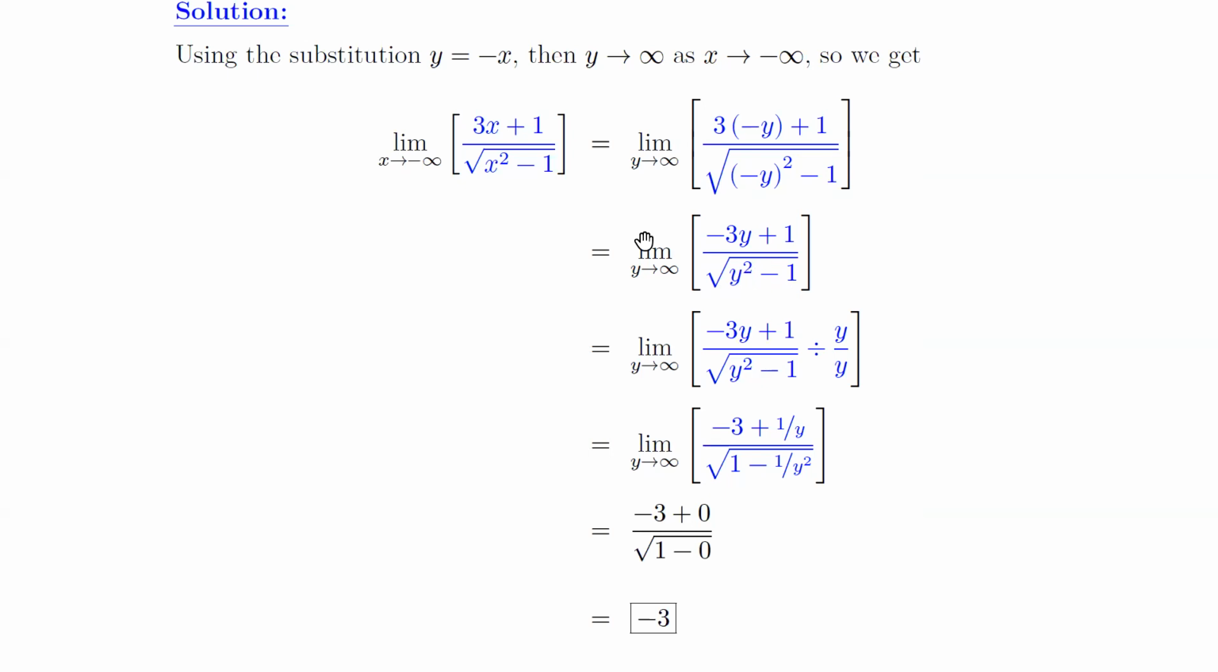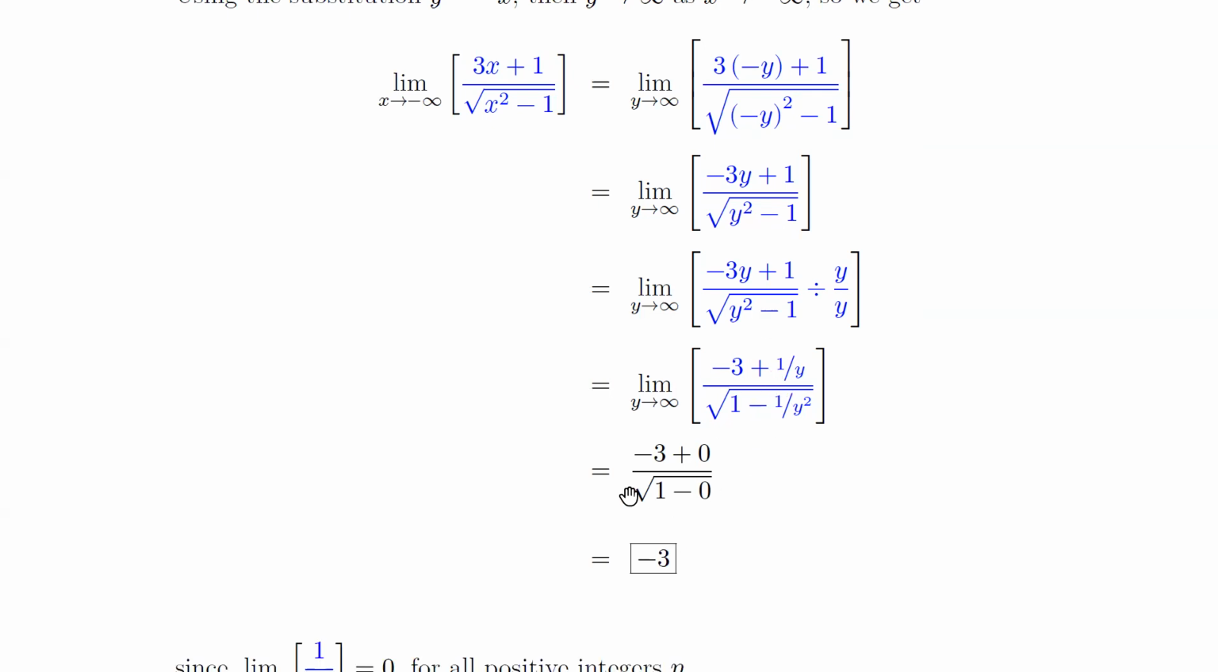So again, now we proceed as before, we identify the highest power, in this case, highest power of y, which will be the square root of y squared. So we divide everything by y, right? And then this simplifies to what we have down here. And when we work it through, you'll see we get negative 3 as the final answer.